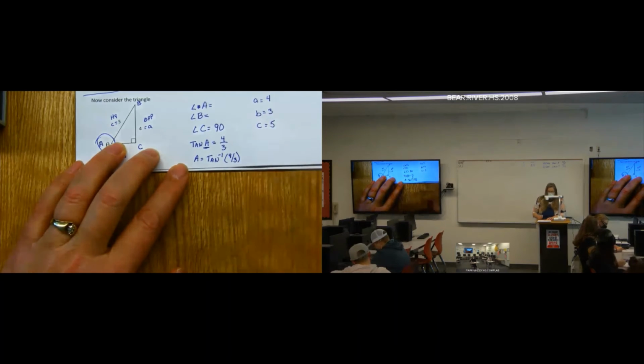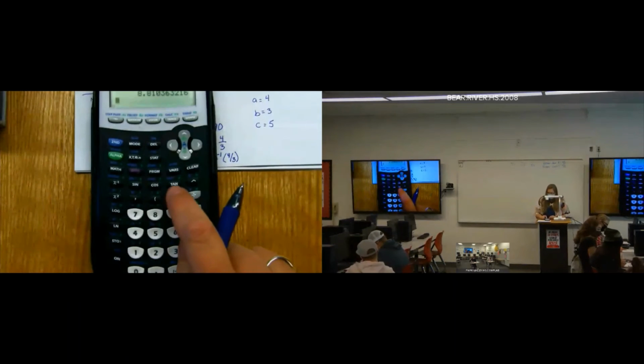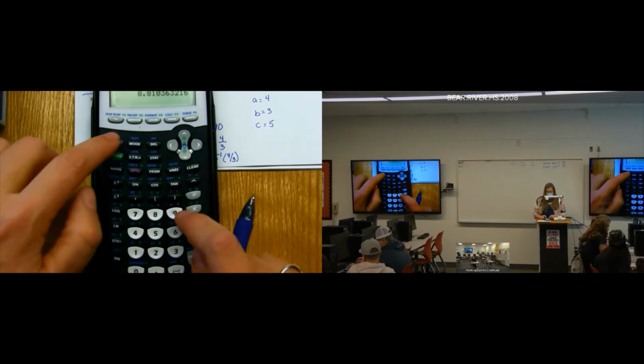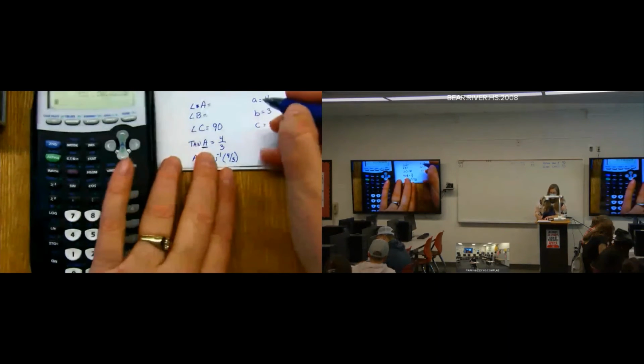4/3. Okay, let's go to our calculator, and I want you to look right above the tangent button in the blue. What's right there? Tangent with the -1. So we're going to do the same thing. We're going to push the second button so I get the tangent with the -1. I'm going to push 4 divided by 3, and my answer is 53.1.